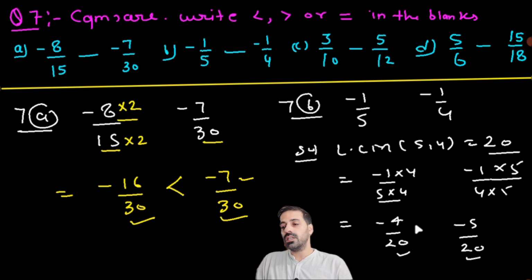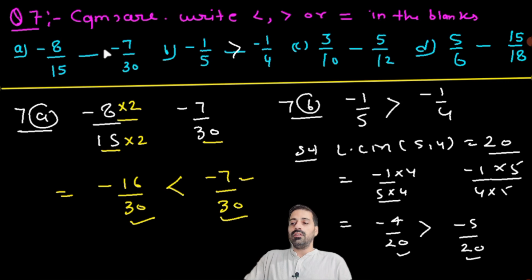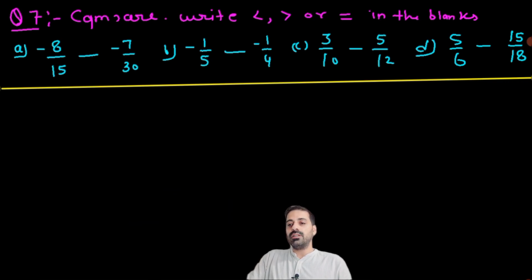Again the denominator is the same. Whichever number has the greater numerator is the greater rational number. So this is the greater numerator, and this is why this number is the greater number. Here which number is greater? This number is greater. Now move to the next part of this question, part C.